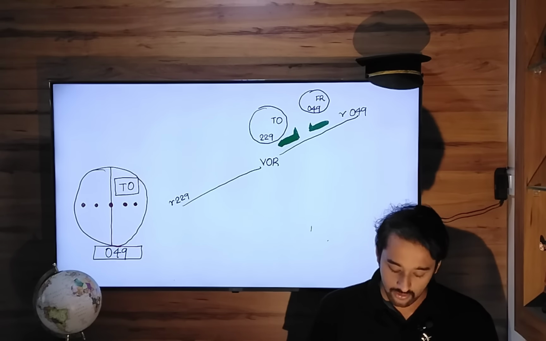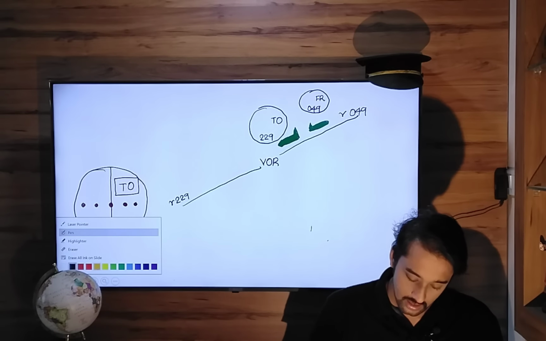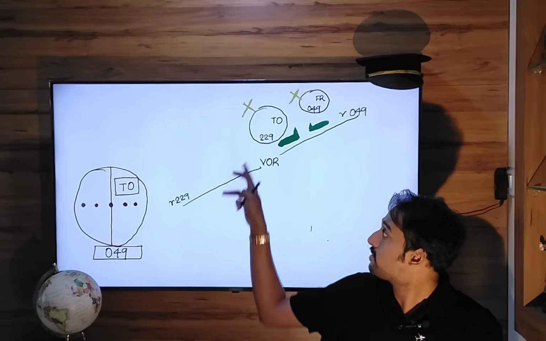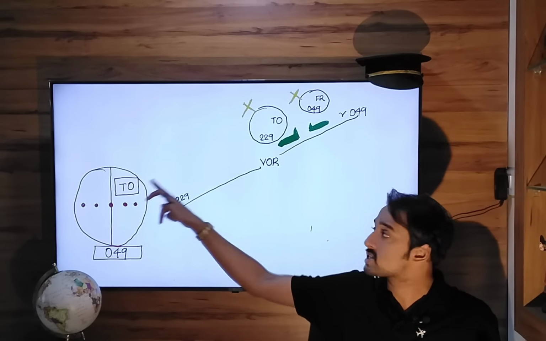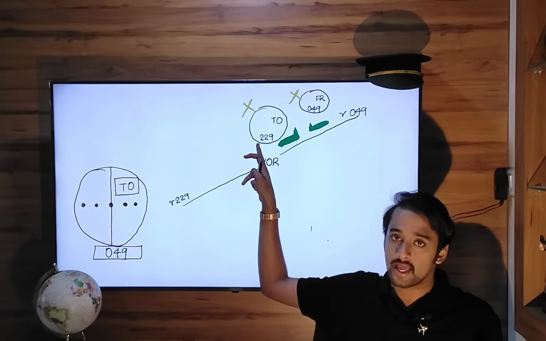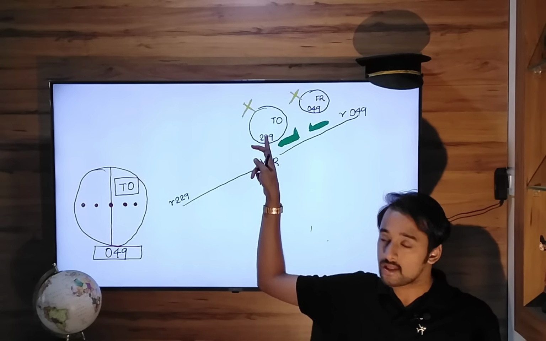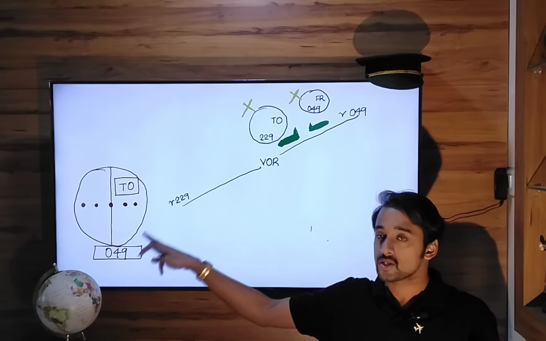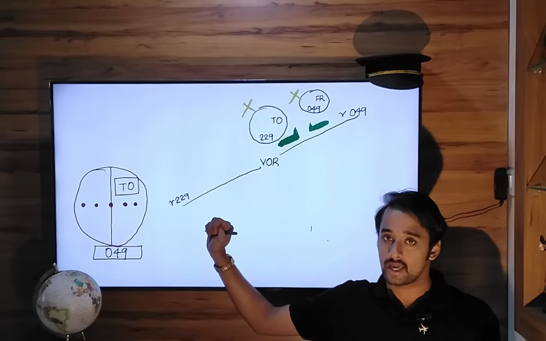So from that we eliminate this option, and this option. Both options. Why? If we put a TO indication, we can also get a TO indication with 229 in the OBS selector. But we have put 049, not 229. So this option is eliminated. And if we put 049, we can also get a FROM indication along with a TO indication.